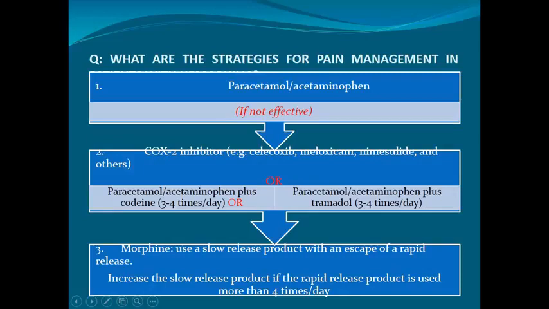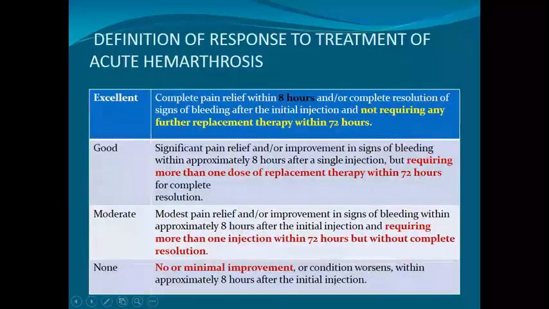Use a slow release product with an escape of the rapid release, because in joint involvement the peristome is a very sensitive layer similar to skin. It is very painful. So if the pain has not been covered by these two strategies, then you can go ahead with morphine. Use the slow release product with an episode of a rapid release. Increase the slow release product if the rapid release product is used more than 4 times a day.